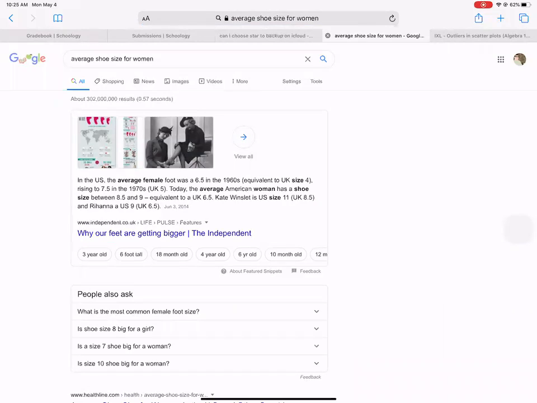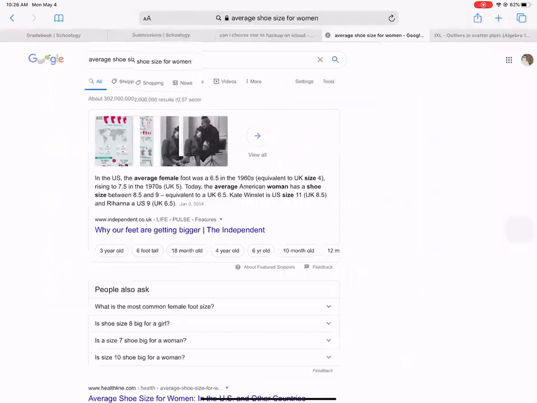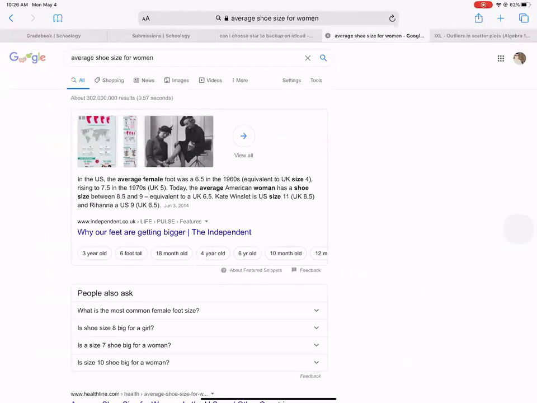But oh, this is interesting. In the US, the average female foot was 6.5 in 1960, rising to 7.5 in 1970. Oh, wow. So shoe sizes used to be a lot smaller. 1960 was 6.5. Then in 1970, it became 7.5. And now the average shoe size is 8.5 to 9. I wonder what happened. That's so interesting. Like people's foot size got bigger. That's a weird stat.